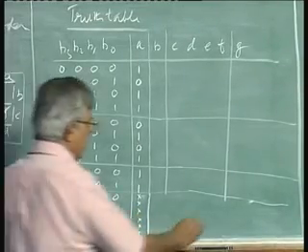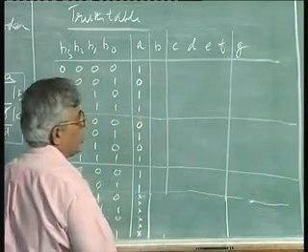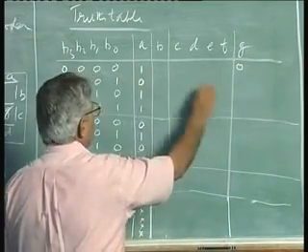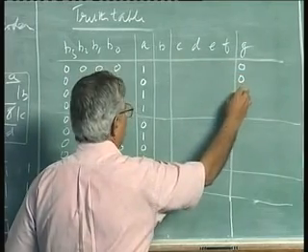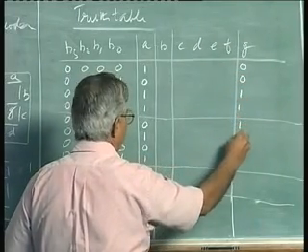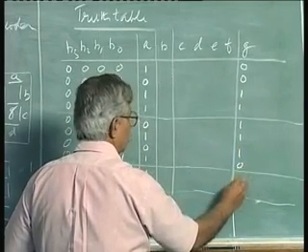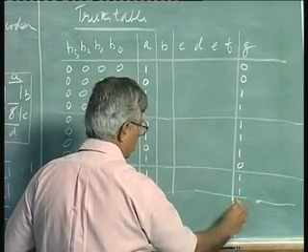Similarly, we will write for G. G would be for 0, it doesn't glow, 1 it doesn't glow, 2 it glows, 3 it glows, 4 it glows, 5 it glows, 6 it glows, 7 it does not glow, 8 it glows, 9 it glows.